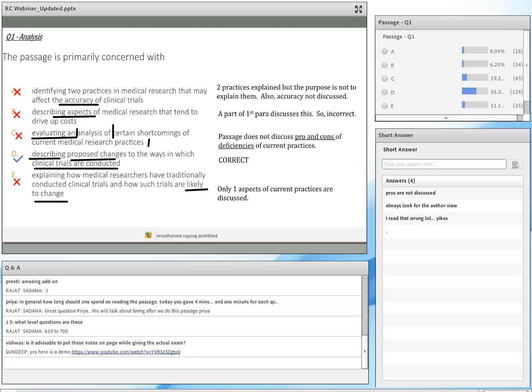For those of you, I had over 100 folks who made a mistake on this one. Can you guys see why this is correct? Why every other choice is incorrect? All right.